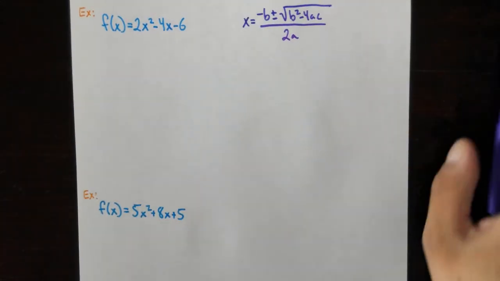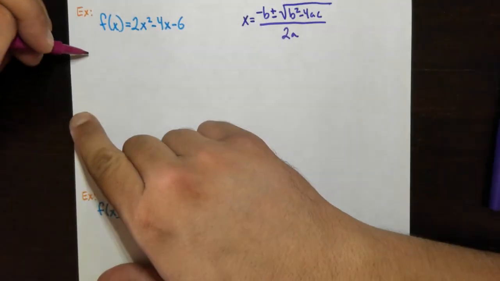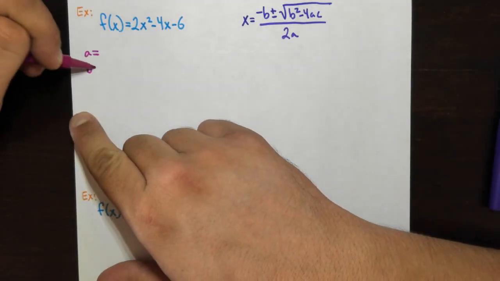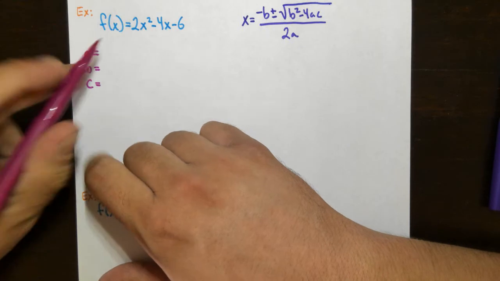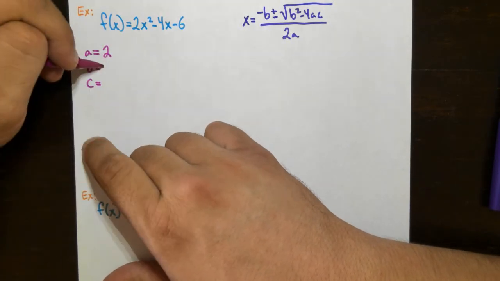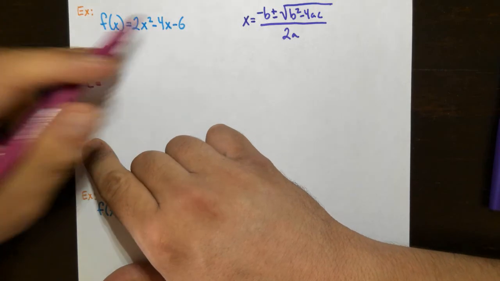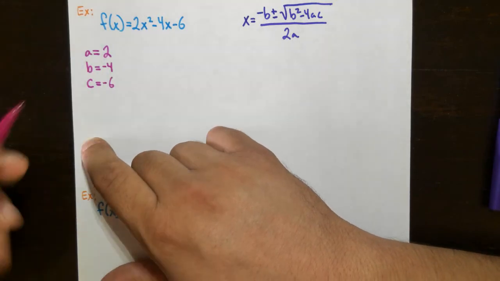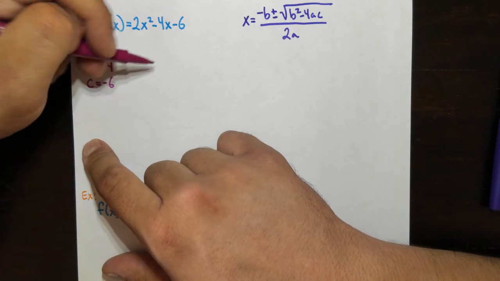Okay, so again, I like to start off by defining my a, b, and c. a in this case is 2, b in this case is -4, and c is -6. So let's plug it into the quadratic formula.